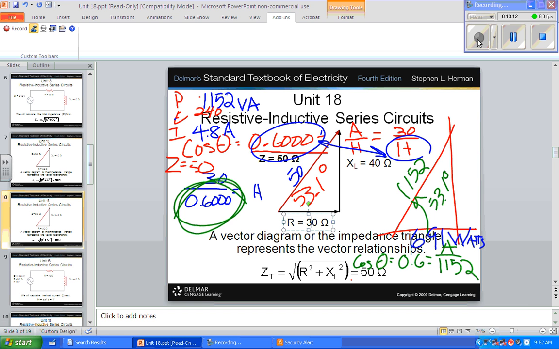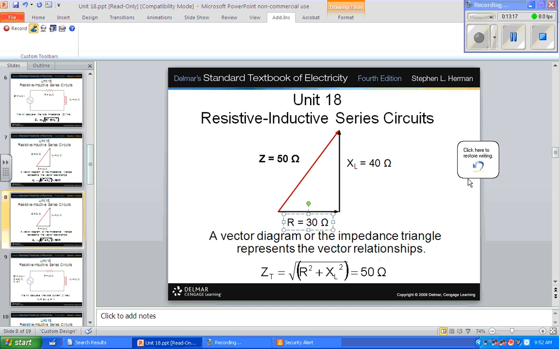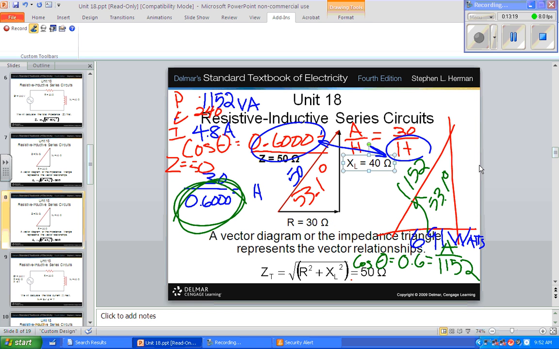Okay? Now we can find the reactive power, which is the thing over here, the X sub L. The X sub L is this over here, and the result of that X sub L is our volt amps reactive. Now, we find that with a different formula. We do that with the sine, okay? The sine of theta is opposite over hypotenuse. What is the side opposite? Hypotenuse, we already know, right?